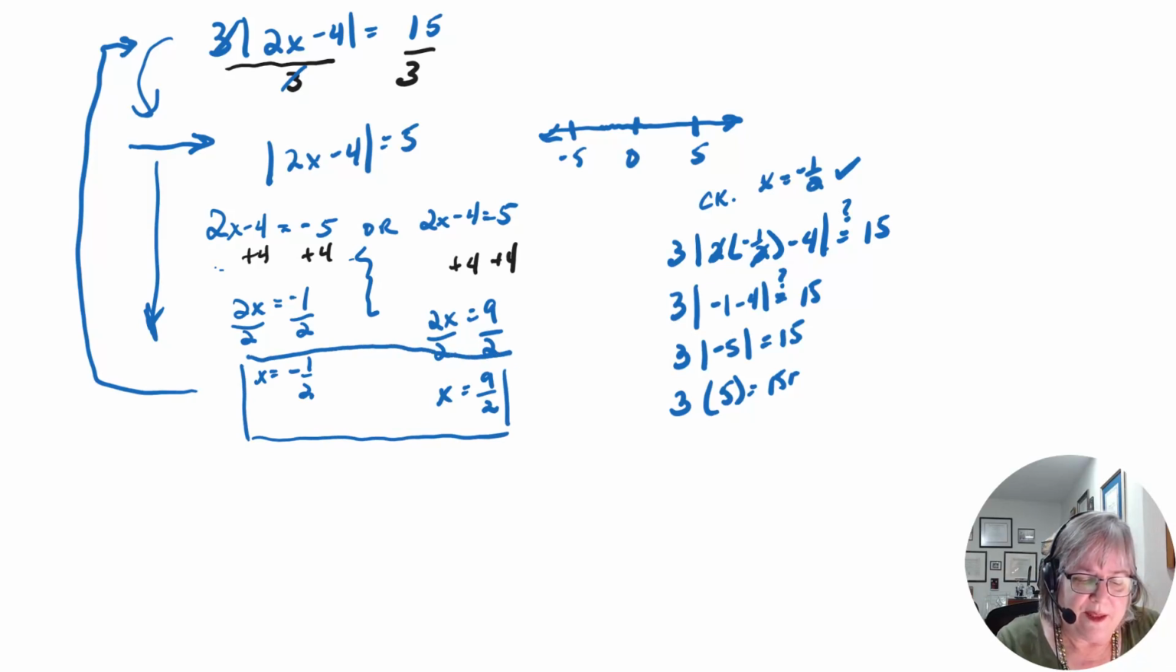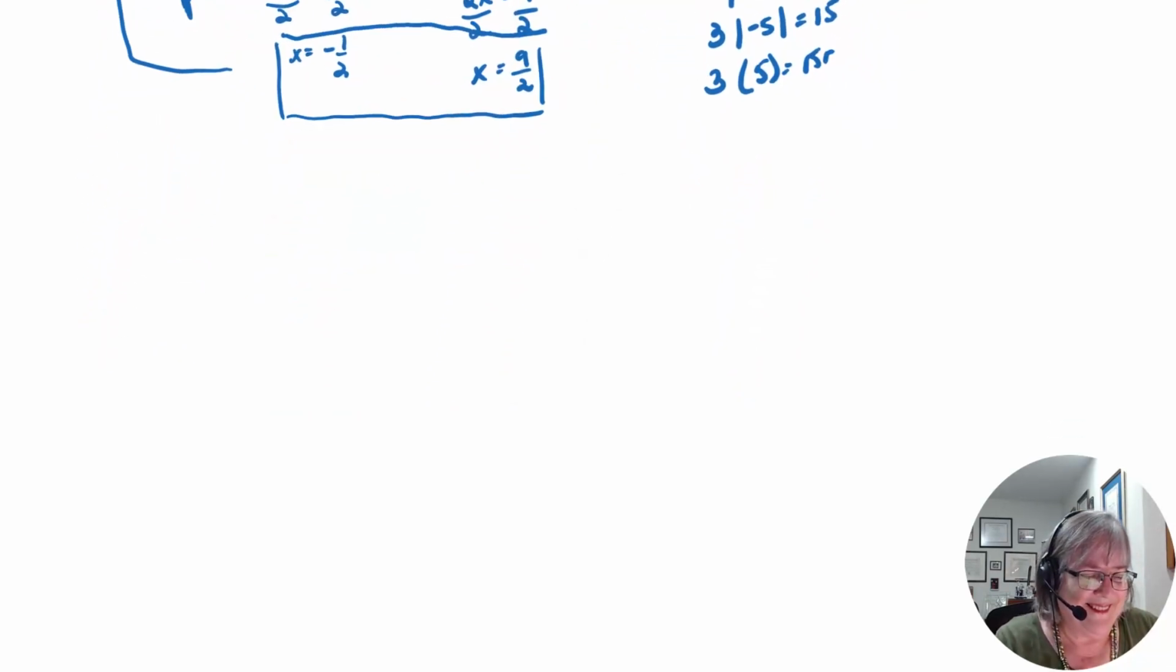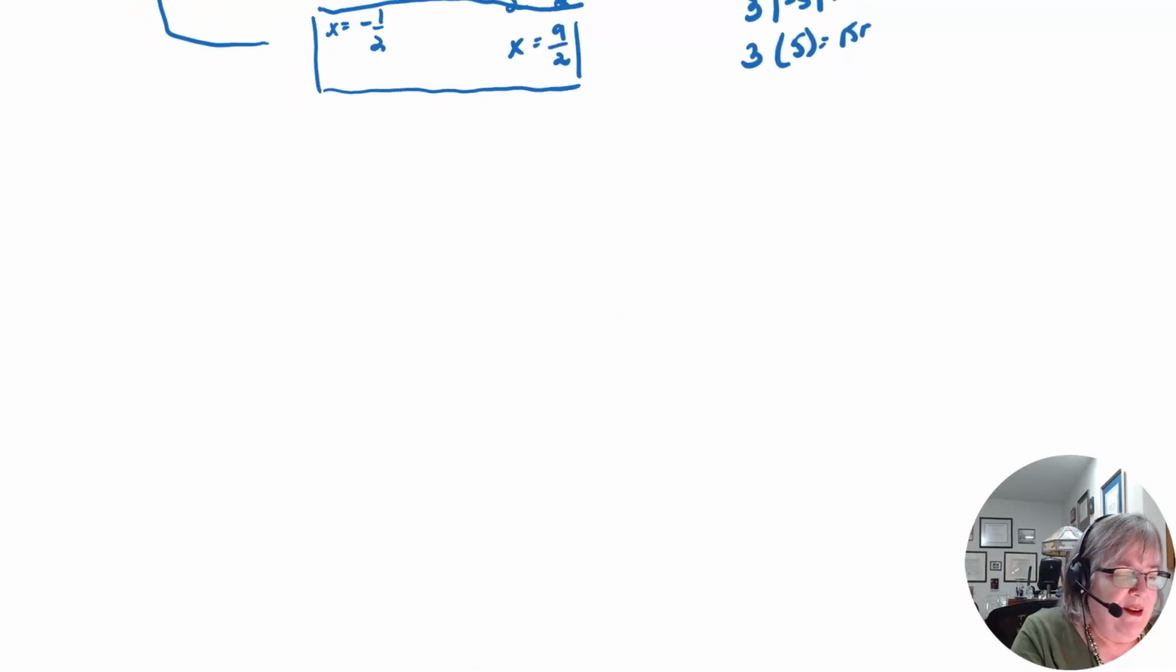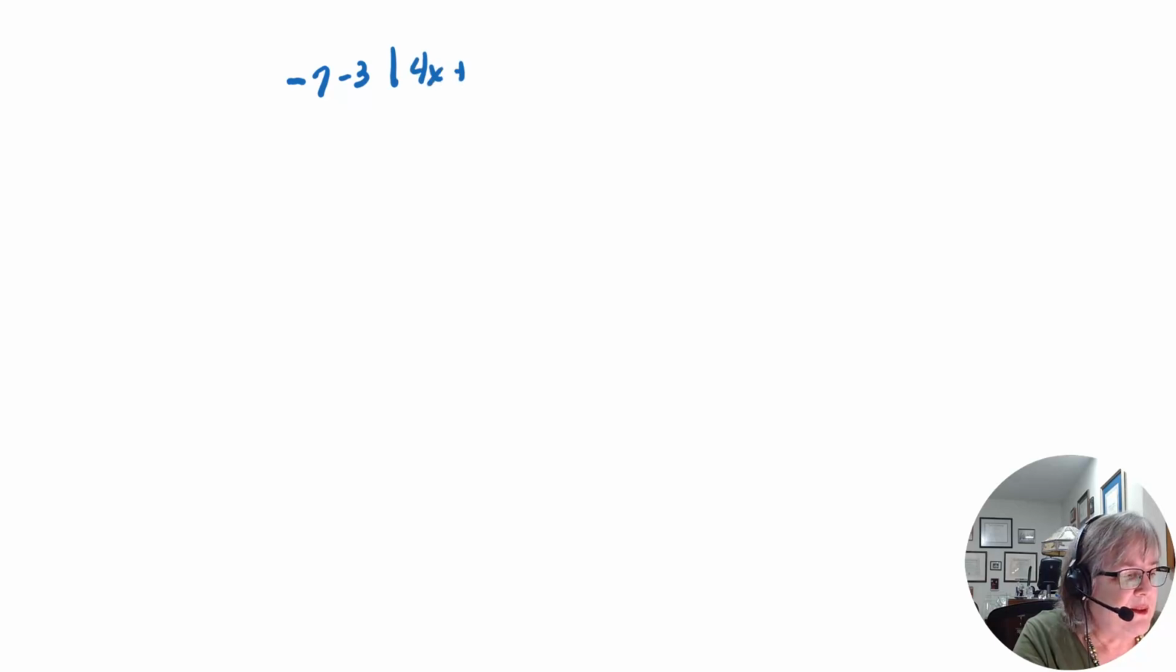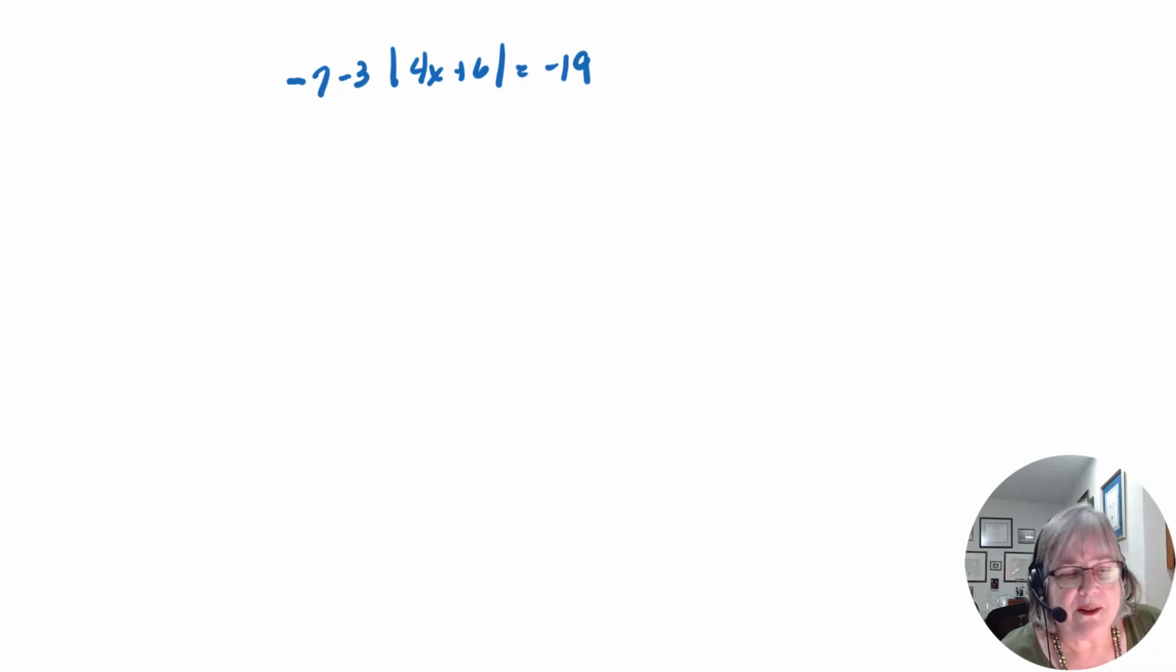It's a terrible box. Okay. But I'm freehanding it. All right, let's do another one. What if we have negative 7 minus, oh, scoot that up a little bit more. Negative 7 minus 3 times the absolute value of 4x plus 6 equals negative 19. I wanted to have one that was a little bit more complicated.